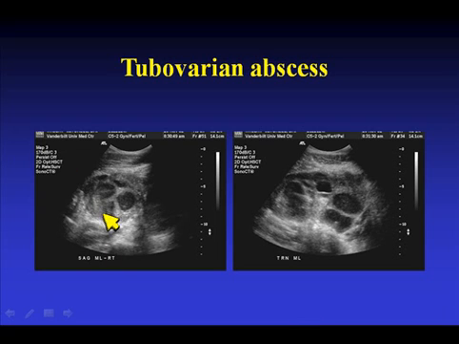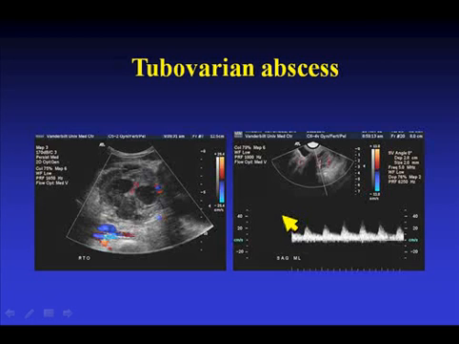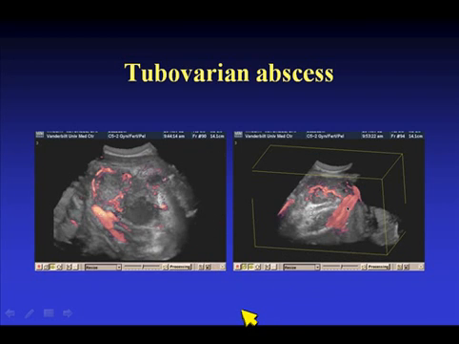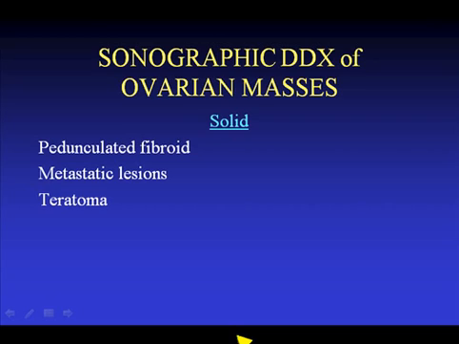This is a lesion that has multiple locules within it, and as you can see, areas of increased blood flow in the center of the lesion. And on 3D color Doppler, you can actually see the vessels and their surrounding normal tissue and the small locules of pus. And we'll see this on the 3D video, which I'll show you later in this talk, showing the increased vascularity inside this tubo-ovarian abscess. Solid lesions are typically fibroids or metastatic lesions to the ovary, or in some cases teratomas.